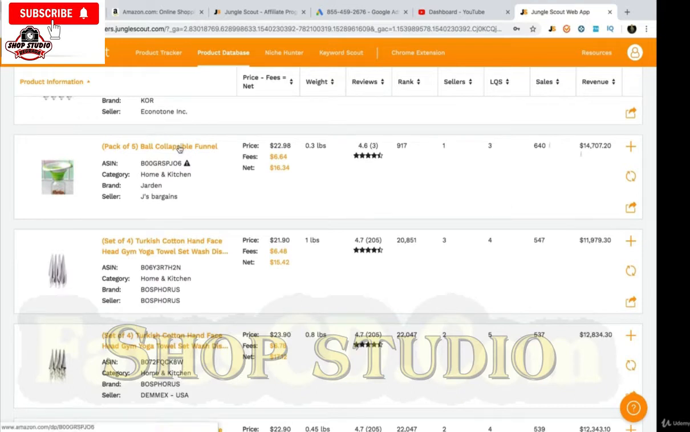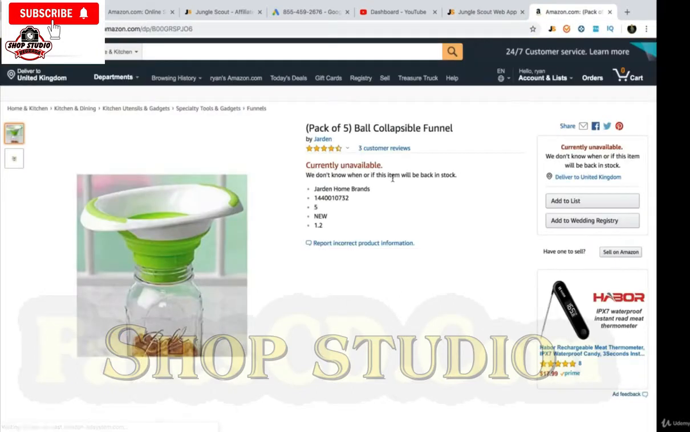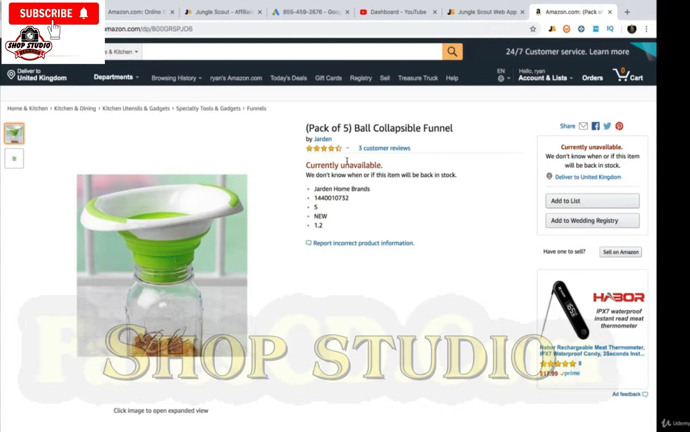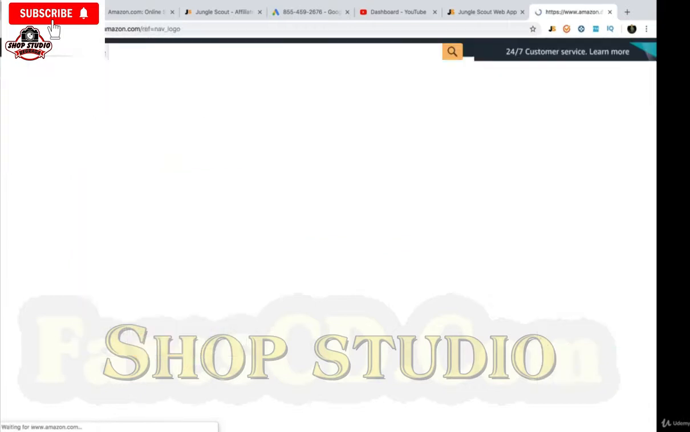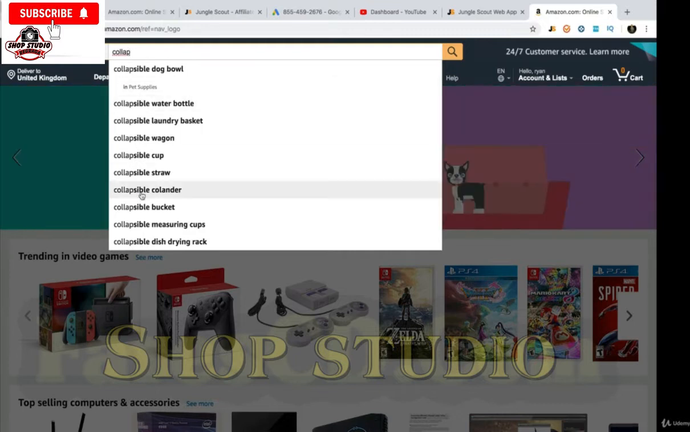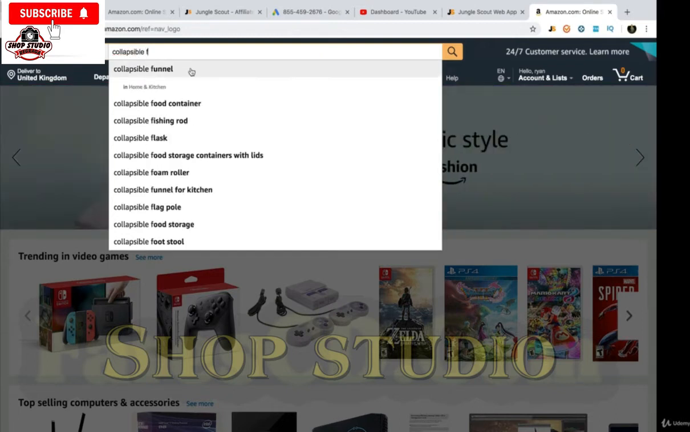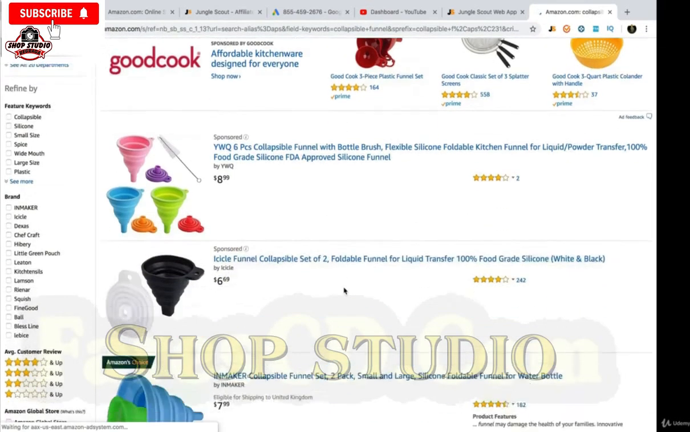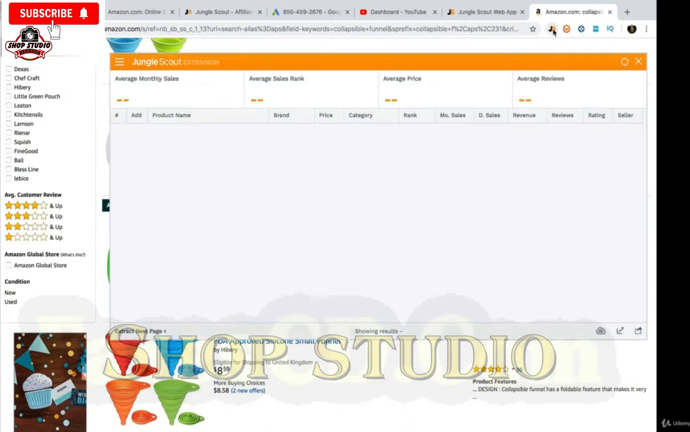Let's have a look at this. So this is generating nearly $15,000 a month. It's a 5-pack of collapsible funnels. Okay, this only has 3 reviews. It's making quite a bit of money already. So what we'll do is go back to the Amazon homepage and we'll look at collapsible funnel. I can't see it there. Collapsible funnel. We get the numbers up on the Chrome extension.